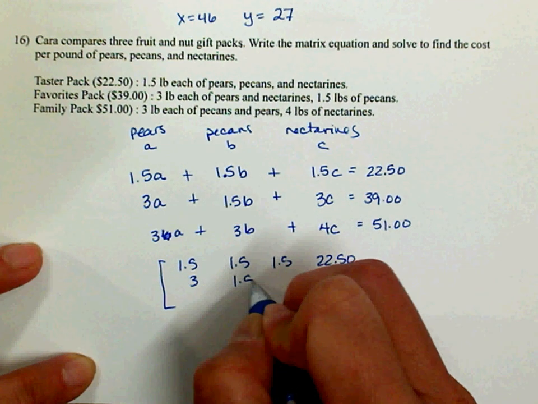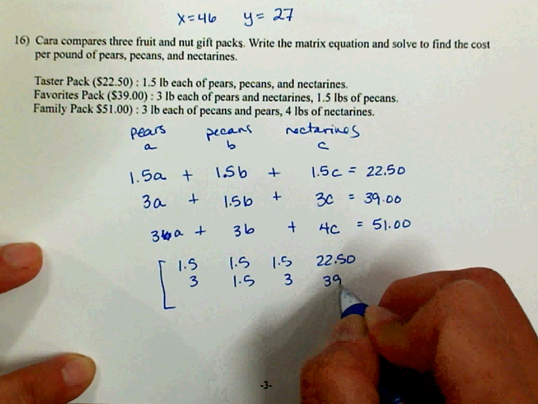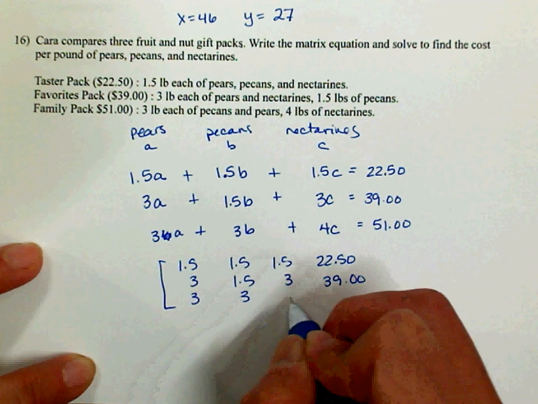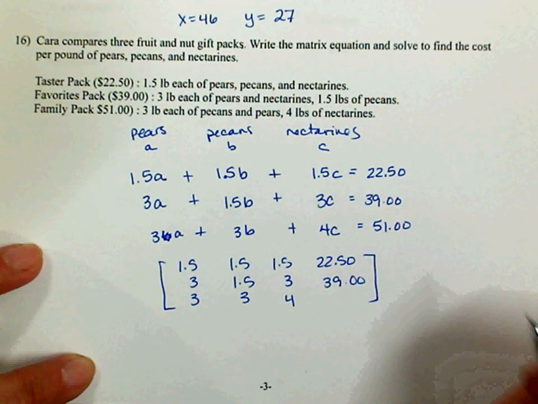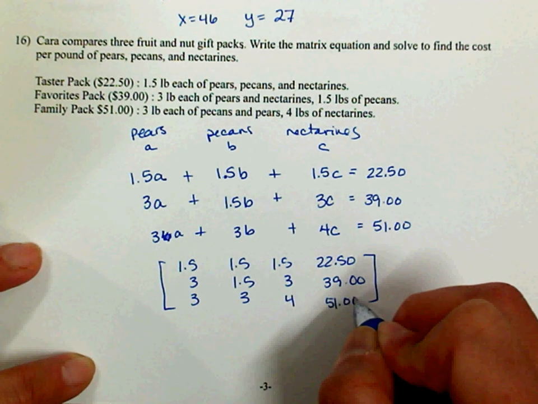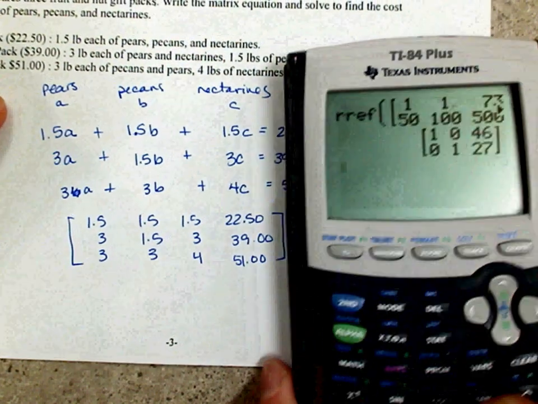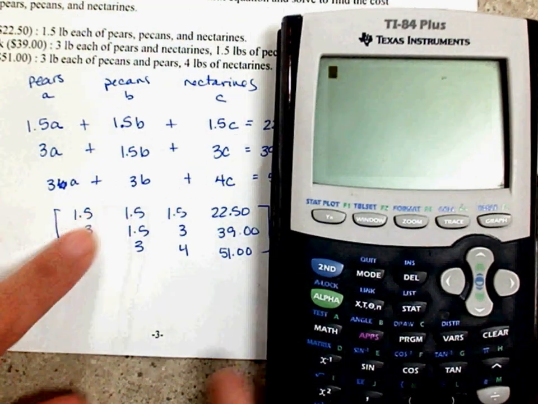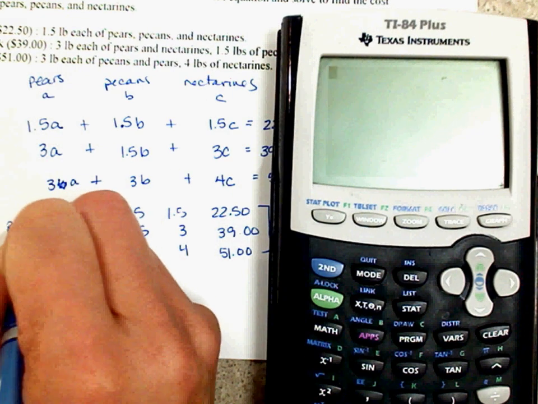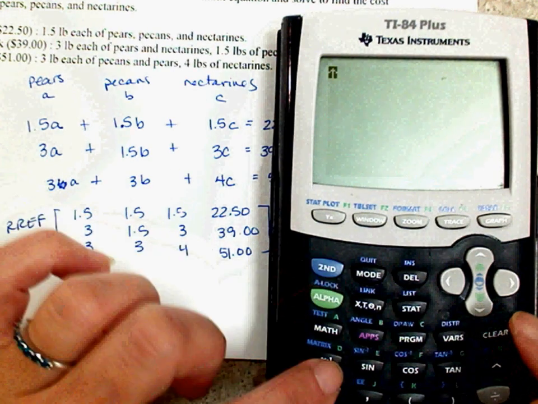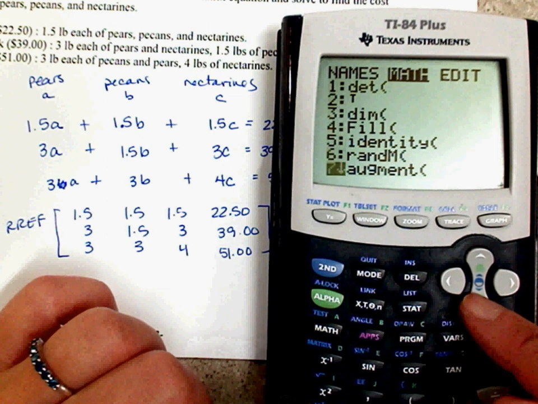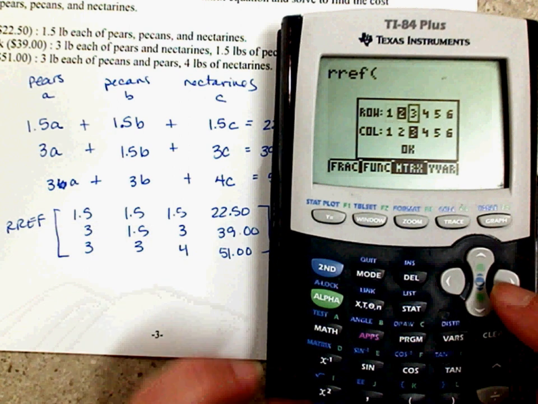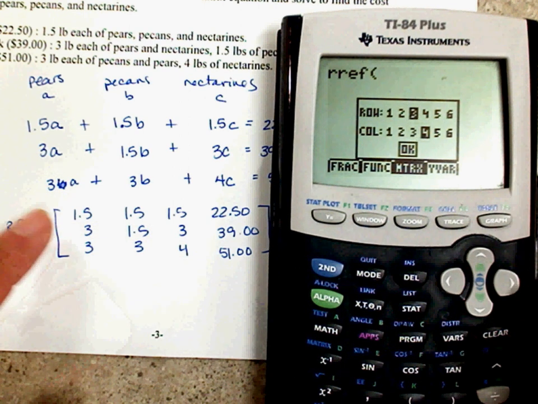Notice I'm just writing the coefficients. Boy, I'm having issues today. 3, 3, 4, just like that, at $51. Okay? Go to your calculator. I'm going to clear this real quick so you guys see it better. And I'm going to type in this matrix using RREF. All right. Second matrix, right click, go down to RREF. Enter, alpha zoom. This is now a 3 by 4, 3 rows, 4 columns.